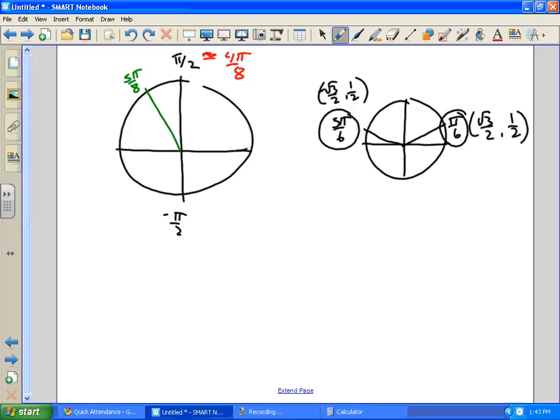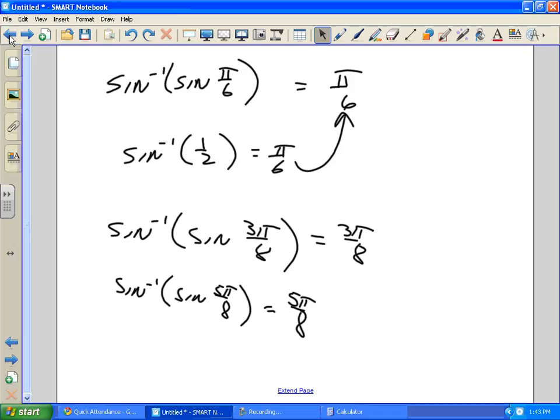So, what angle has the same exact sine value as 5 pi over 8? In other words, what is the supplement of 5 pi over 8? 5 pi over 8 plus 3 pi over 8 is 8 pi over 8, which is pi, because that's 180 degrees. 3 pi over 8 would be in the first quadrant, and so this is the angle I'd be looking for, 3 pi over 8, and that is the answer to this question.